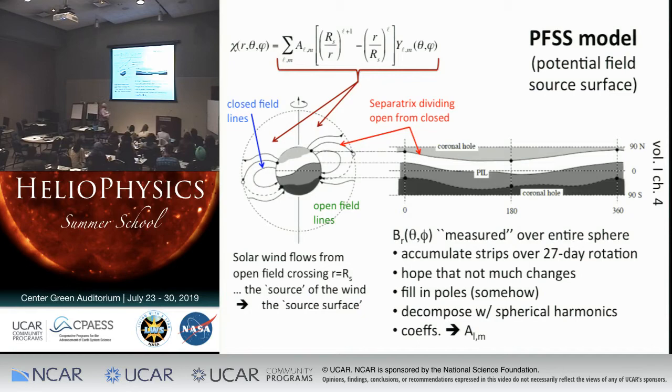In this solution, then, I'm putting the radial derivative of chi equal to a positive number here, negative number there. The solutions look like this. They go from the northern hemisphere down to the southern hemisphere. These are closed magnetic field lines.